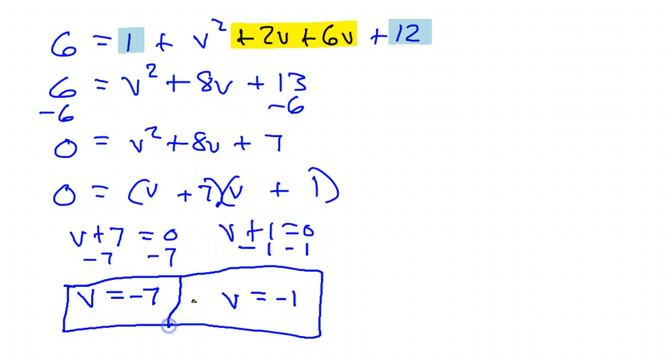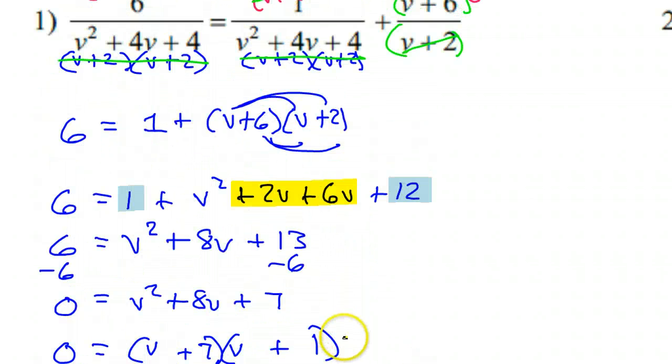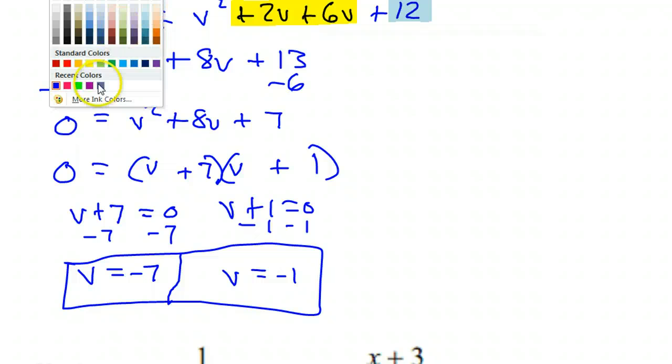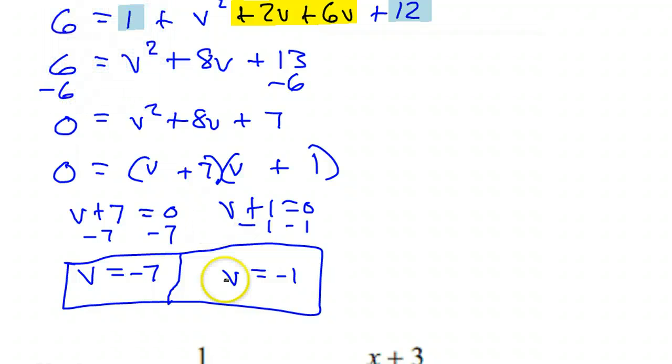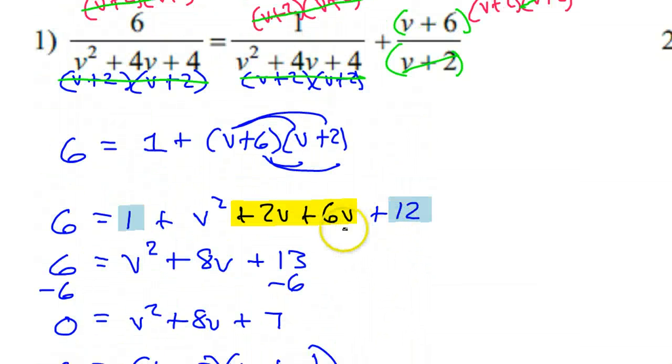So these are the solutions. Now let's mention the restrictions. All of the factors in the denominator are the same. V cannot equal negative 2 is what we'd get there. V cannot equal negative 2. That's the answer to number 1.